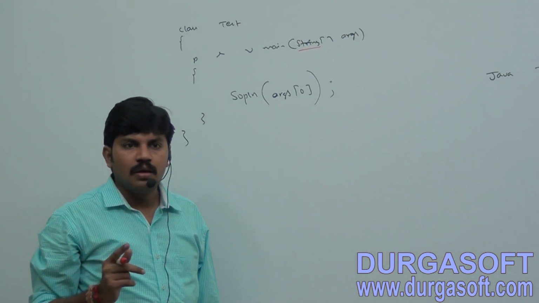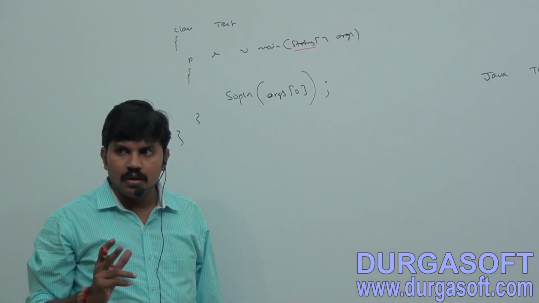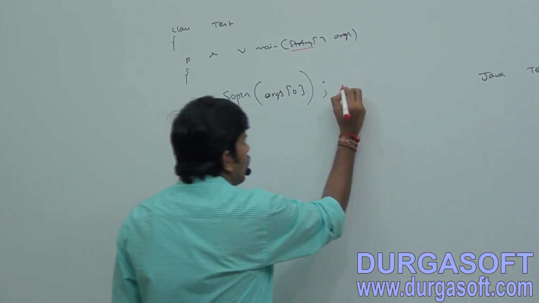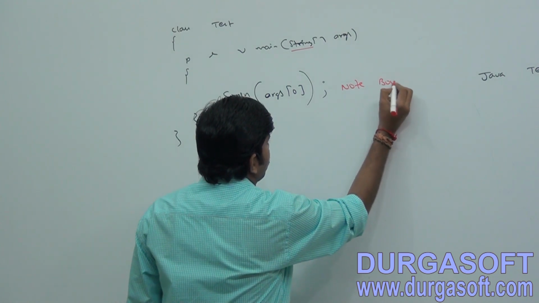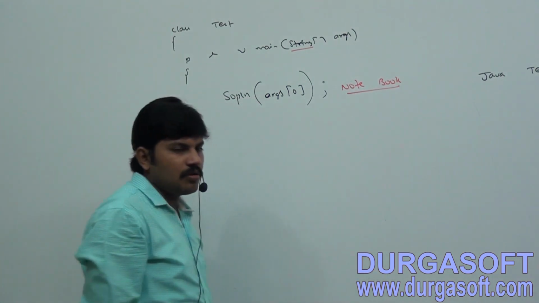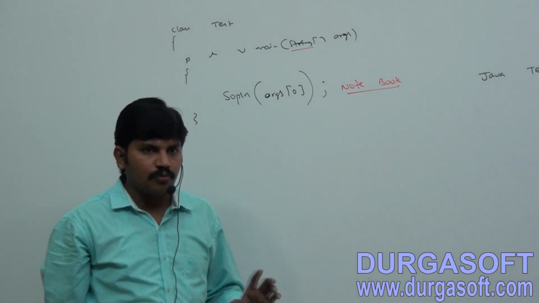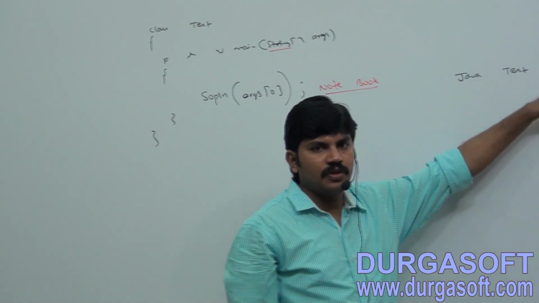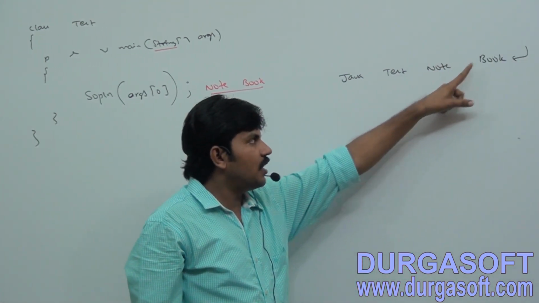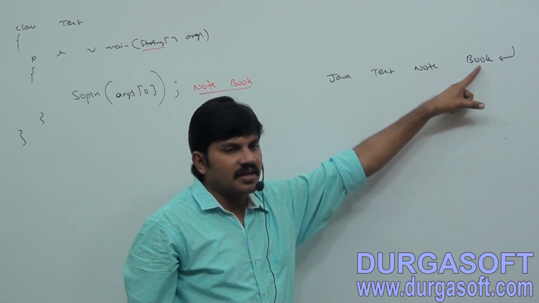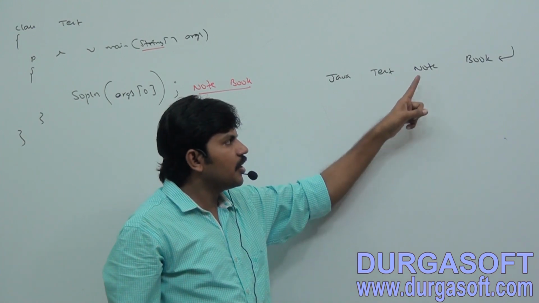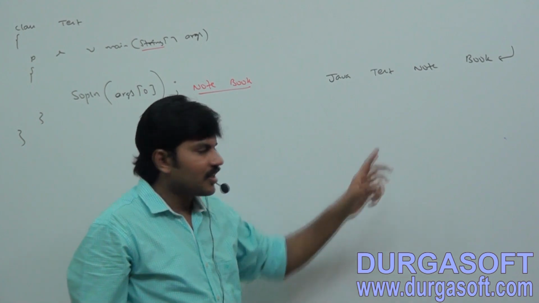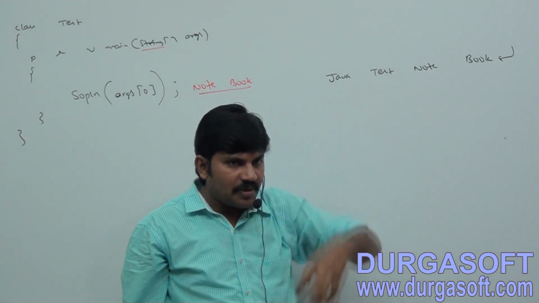Note. That's all. But the output I want is notebook. I don't want note, I want notebook as the output. Here, if there is a space, have you observed? If there is a space, note and book are the first command line argument and second command line argument. But can you please consider this total thing as one command line argument?